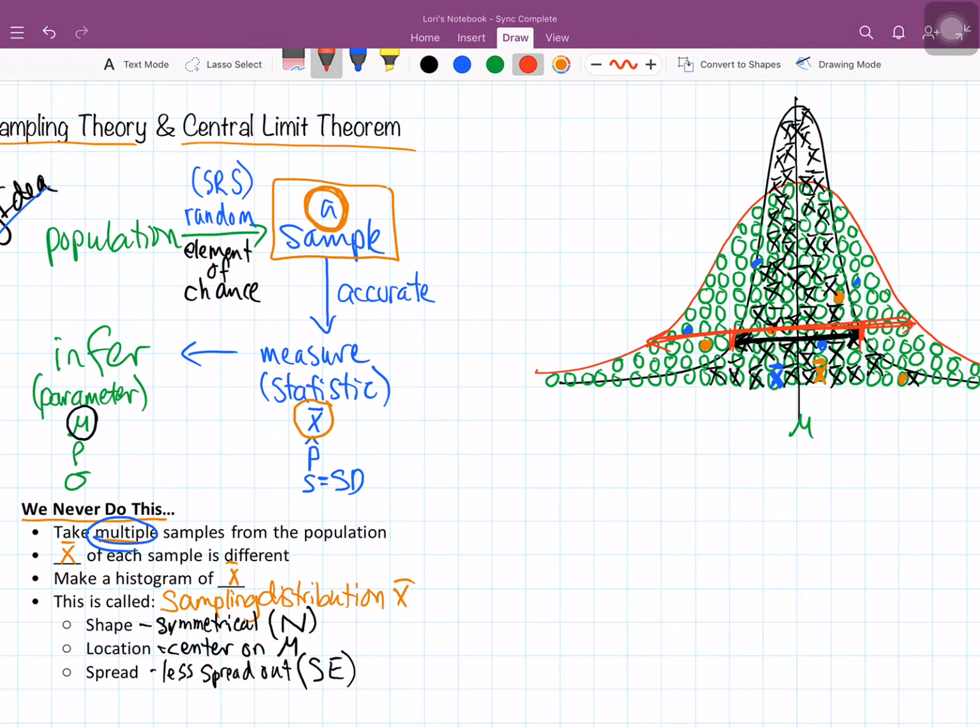So those 3 things we know about this sampling distribution of the mean. It tends to be symmetrical or normally distributed. It tends to center on the mean for the population, and it is less spread out than the population is, and we call that the standard error. So let's specifically look at all 3 of those things.